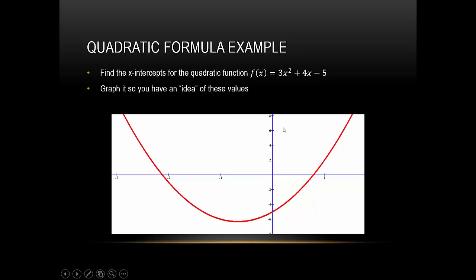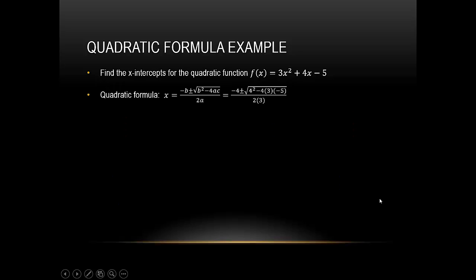Well, what I do is I graph it right away so I have an idea of my answer. So if I get 7 and negative 14, or if I only get one answer, then I know something isn't right. I plug everything into the quadratic formula. So my b is 4, negative b plus or minus the square root of b squared minus 4ac, all over 2a. And then just away I go.